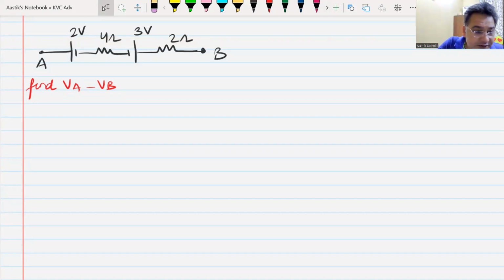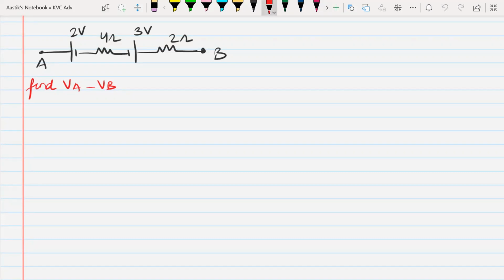You have to find VA minus VB in this particular case. I'll give you 2 minutes to give me the answer. Oh, sorry, in this I have not given you the current. Current is flowing from here to here, and the value of current is 5 ampere. Sorry, I did not give you the value of current. Now solve this question.